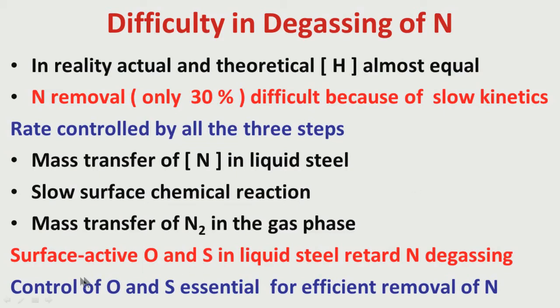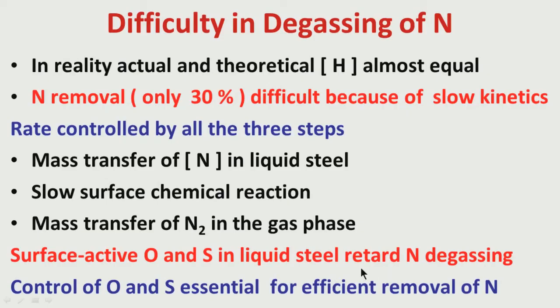oxygen and sulfur. We know that oxygen and sulfur are surface active. That means, if oxygen and sulfur are present in liquid steel, there will always be some oxygen and sulfur in liquid steel. We are trying to deoxidize, we are trying to desulfurize, but it is not zero, some equilibrium values are obtained. So, it is near to those values. Whatever oxygen and sulfur are present in liquid steel, they will compete with nitrogen atoms to go to the surface between liquid steel and gas. So, there is a competition.